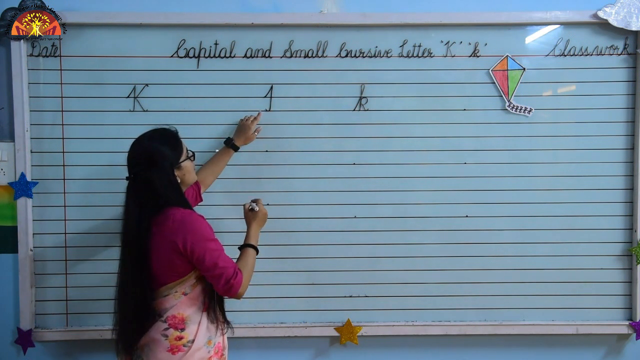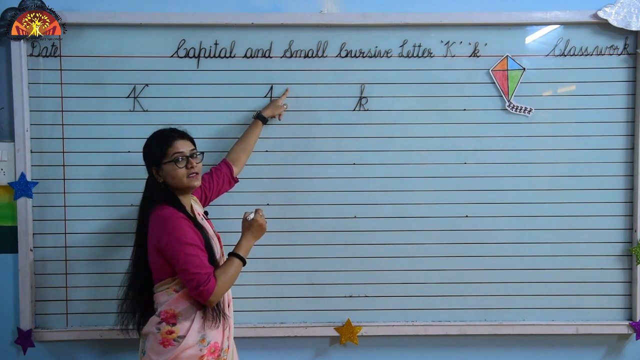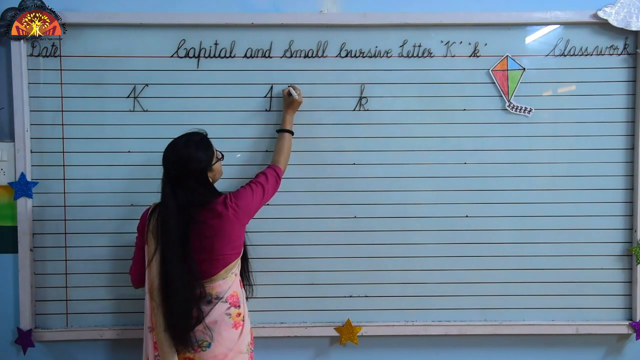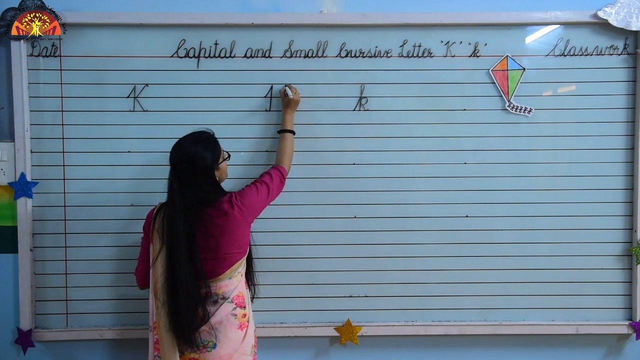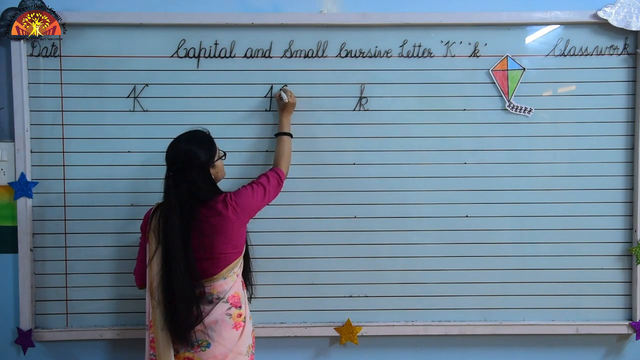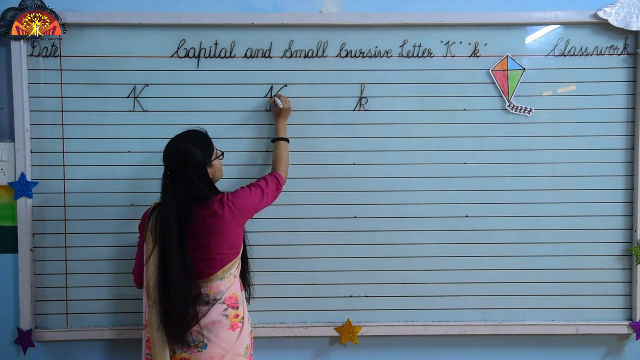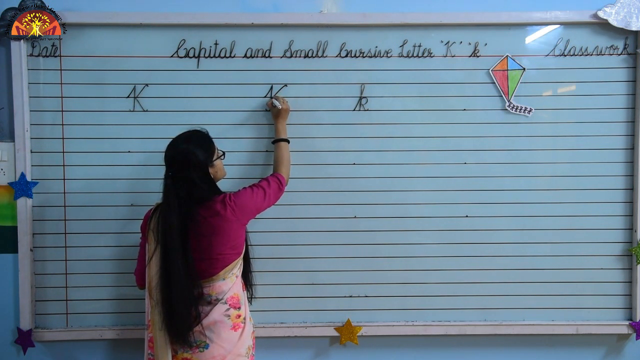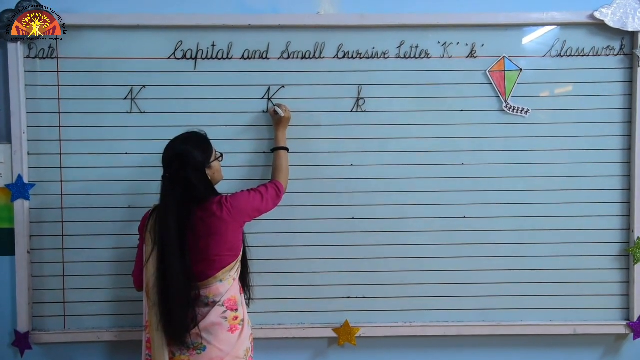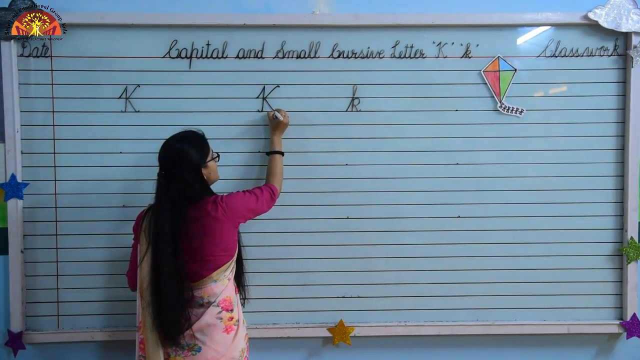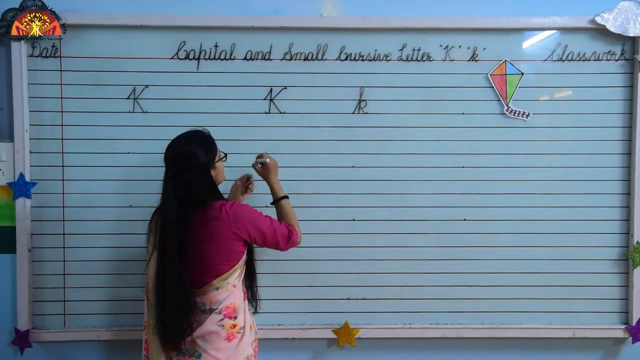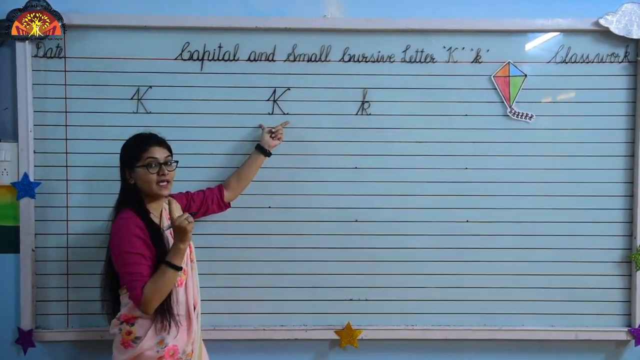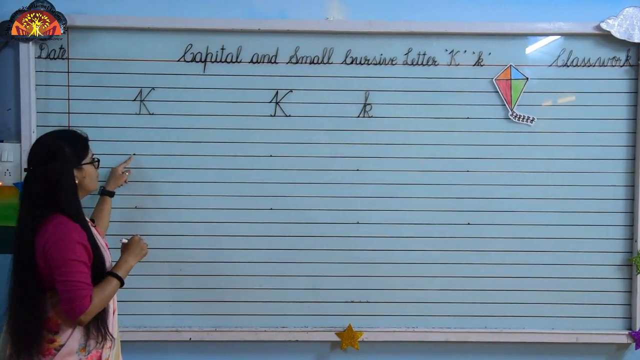And now put the pencil near the first line, okay? Near the first line and draw slanting line, touch the standing line, the center of the standing line, and draw again slanting line, touch the third line and turn. Capital cursive K. Do it very carefully, kids.